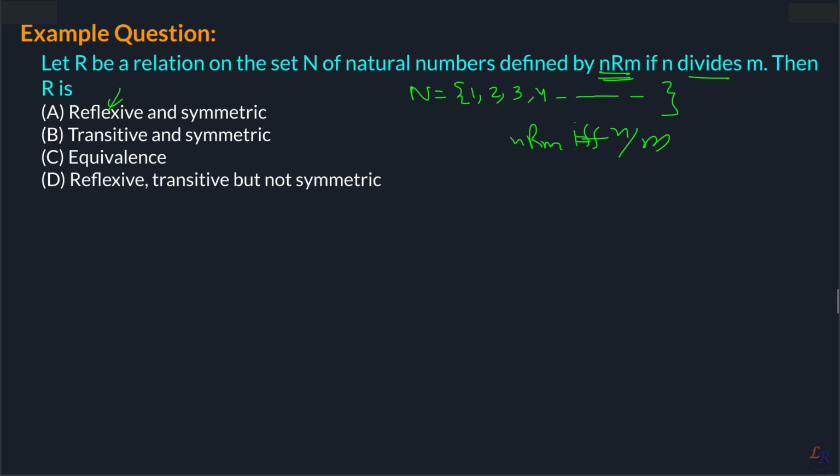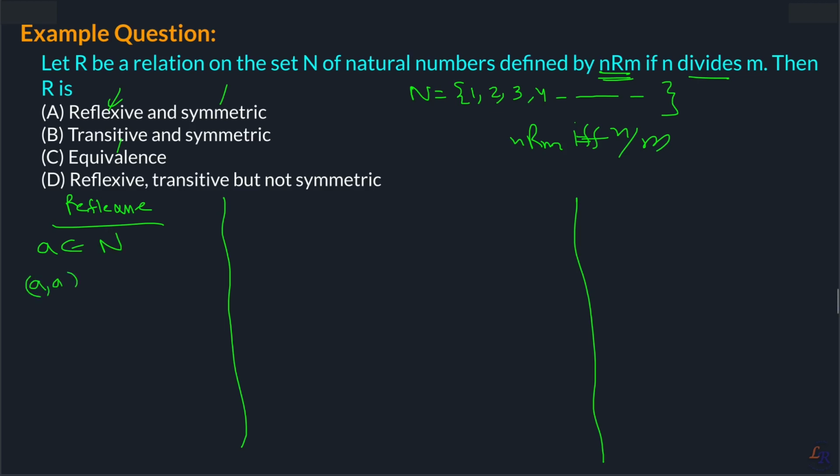Now we have to choose the correct option from here. So what all do we need to check? Reflexive, symmetric, and transitive, 3 conditions, right? So let me make 3 sections here. First let's check the reflexiveness. To be reflexive, what do we have to get? Let's say a is an element of N, then (a, a) should also be an element of R. If it is true, then it would be reflexive. So let's check. aRa means a divides a, which is true, because a will divide by itself. So it means that R is reflexive.